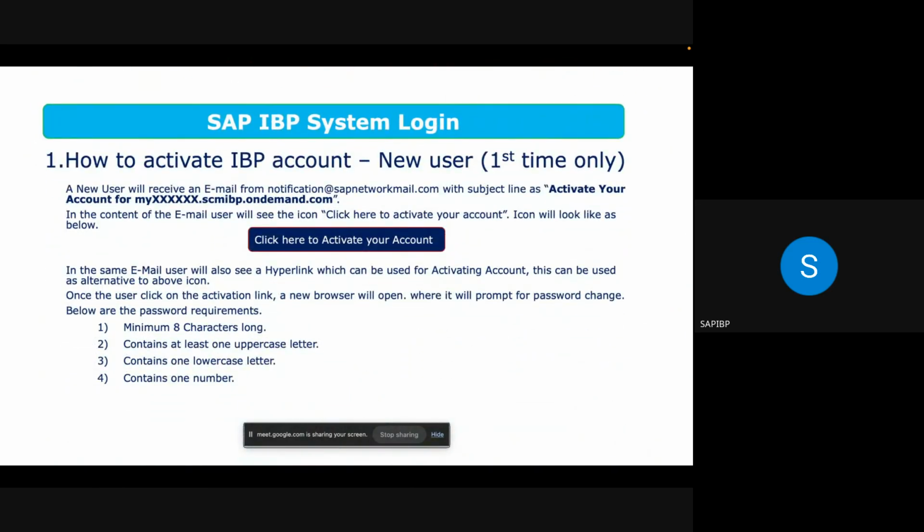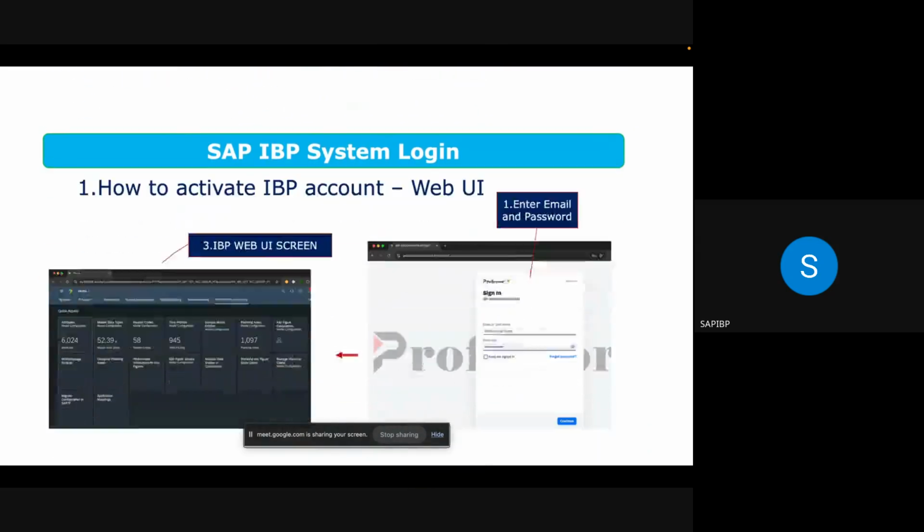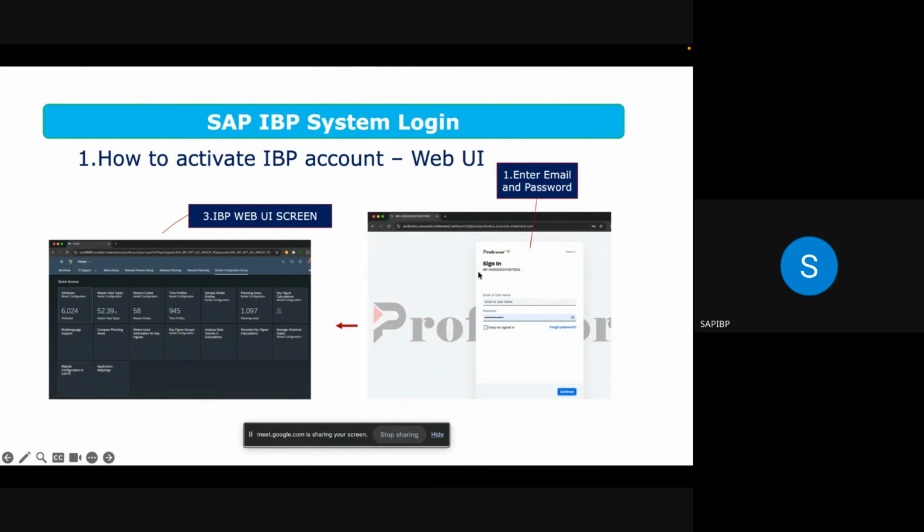Okay. So this kind of mail you will get, and this is how it looks. Once you click on that, it will open like this, and here you will set up your password. Once you set up the password, it will direct you to the web UI. This is how the IBP web UI looks.